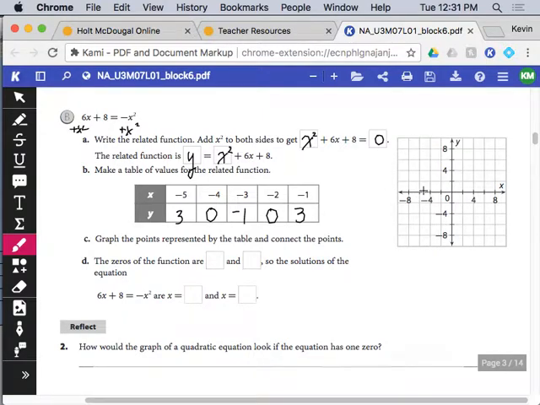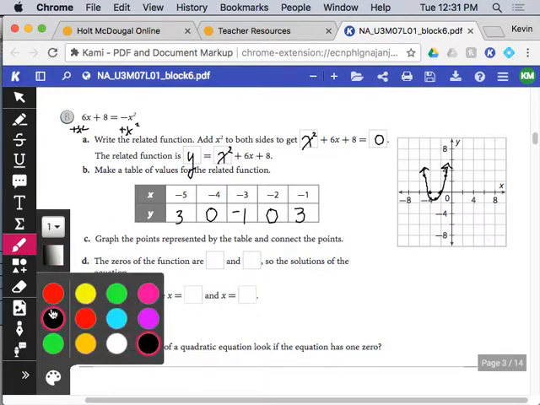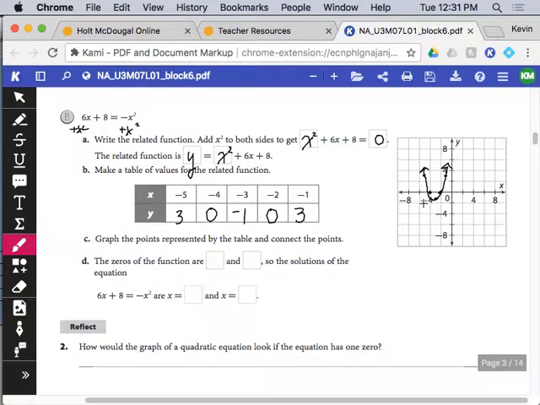Negative 5, 3. Negative 4, 0. Negative 3, negative 1. Negative 2, 0. Negative 1, 3. So there you go. There's our function. And it's clear that our zeros are right here at negative 4 and negative 2. Well, there you go. There are zeros, negative 4, 0, and negative 2, 0.